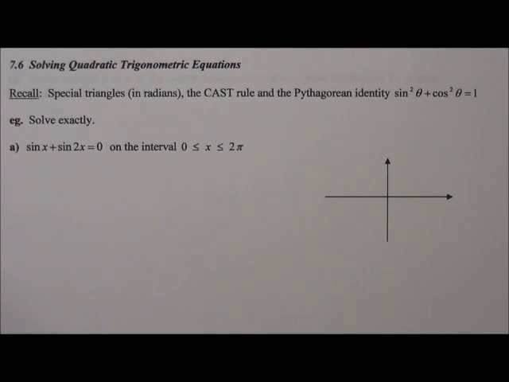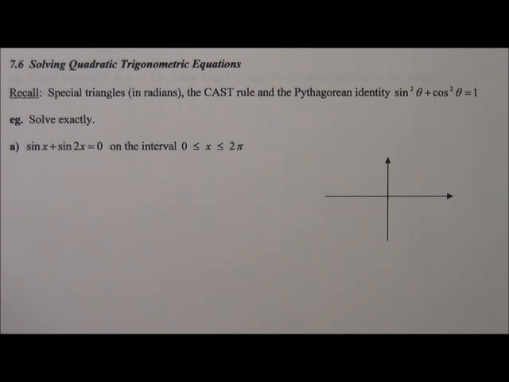Hi, today we're going to be looking at 7.6, solving quadratic trigonometric equations. The goal of today's lesson is to solve quadratic trigonometric equations using graphs and algebra. This will allow us to use trigonometry to solve real-world problems involving sinusoidal functions. So let's take a look at the first example.